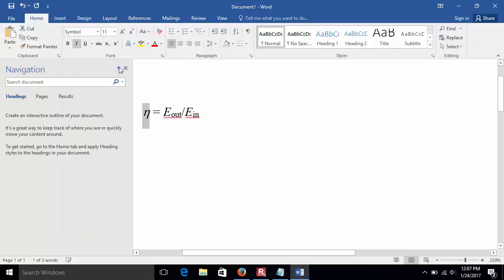It might also behoove you to learn a little bit of the Greek alphabet, because the Greek symbol for efficiency is eta. And if you take your H on your keyboard and turn it into a symbol, out pops the eta. Pretty handy.